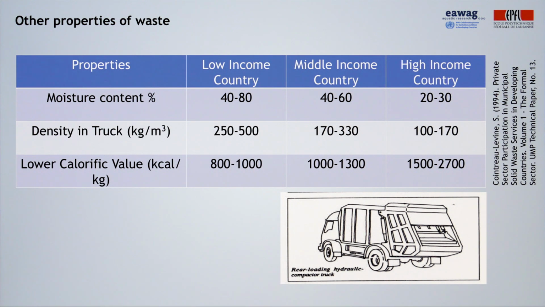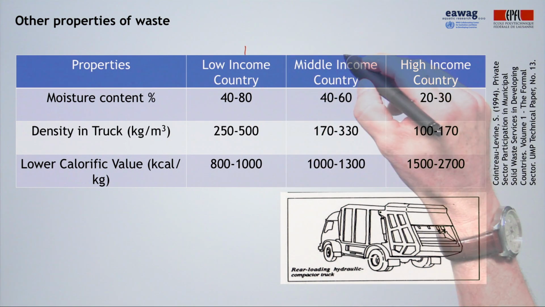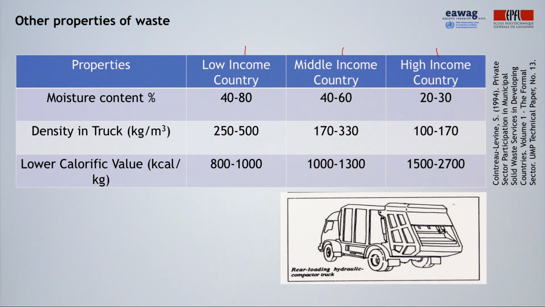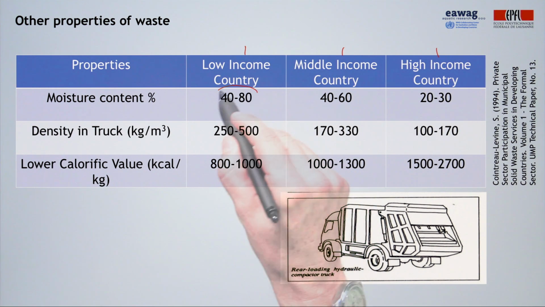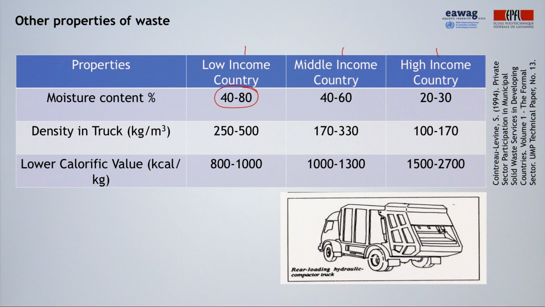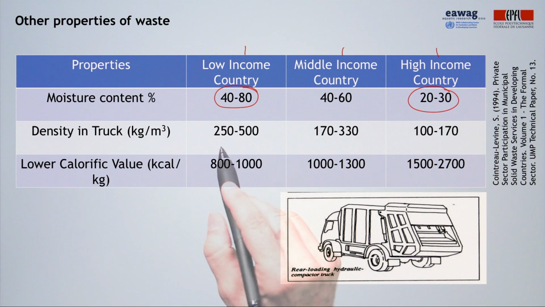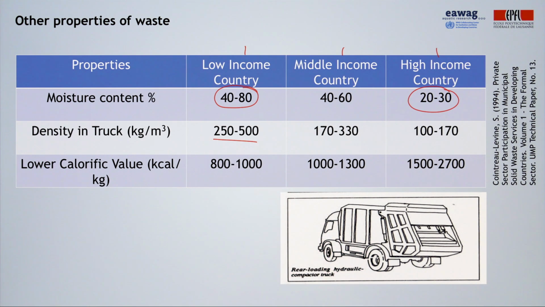Now let's look at other properties of municipal waste. Again, by low, middle, and high income country. What you see clearly is the moisture content, so the amount of water in waste, which is significantly higher in low income countries than in high income countries. Also, the density of waste, which is due to the moisture, is significantly higher in low-income countries than in high-income countries. Finally, the lower calorific value is lower in low-income countries and much higher in high-income countries.